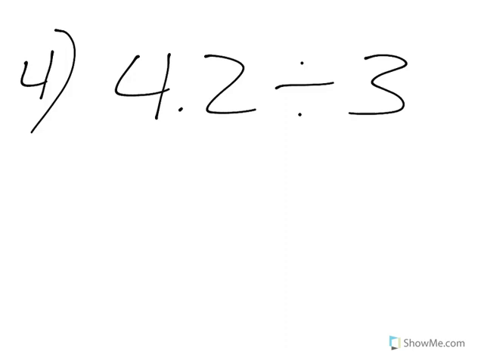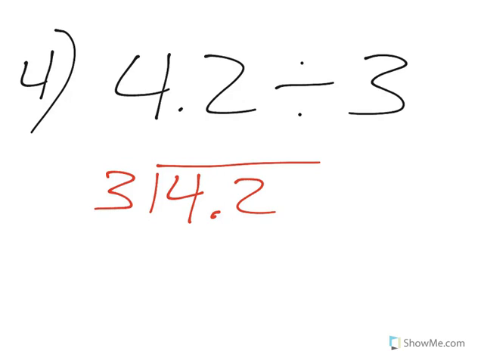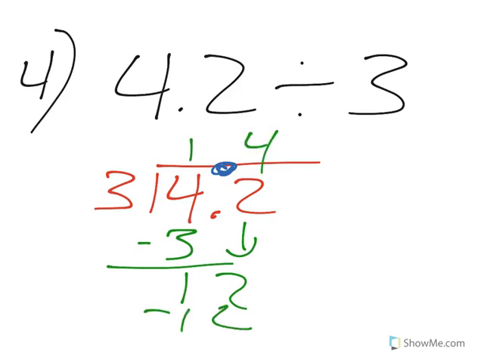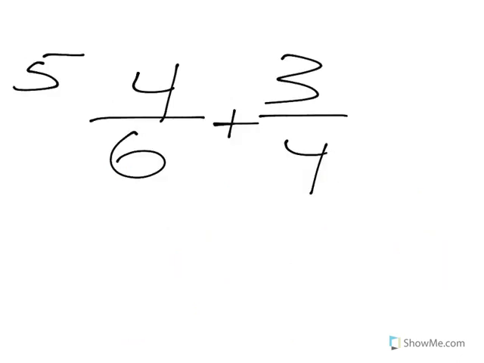Number 4 is division with decimals. I have to make sure I line it up correctly. 4 and 2 tenths is my dividend. 3 is my divisor. Since my divisor is not a whole number, I move my decimal straight up and go ahead and divide. 3 goes into 4 one time. 3 goes into 12 4 times. And my answer to this problem is 1 and 4 tenths.